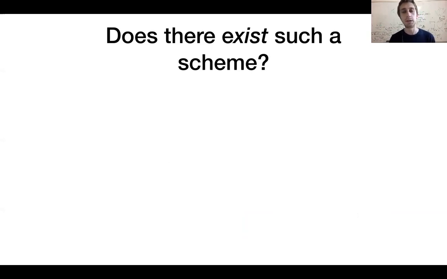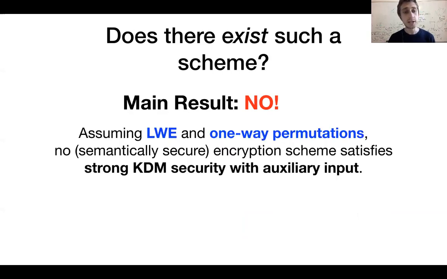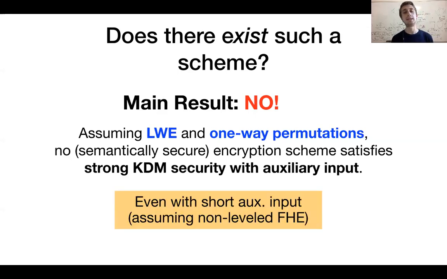And as you might be able to guess from the title of our talk, our main result is no. In particular, assuming the learning with errors assumption and the existence of one-way permutations, we show that no semantically secure encryption scheme satisfies this strong KDM security with auxiliary input definition. And in fact, this result holds even in the case that the auxiliary input is very short, in particular, sublinear in the size of the public key. For this extended result, we additionally assume non-leveled fully homomorphic encryption.